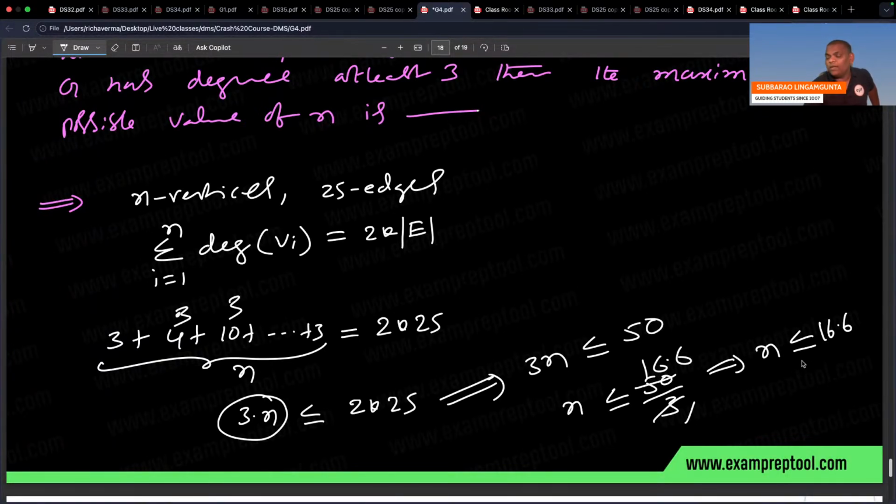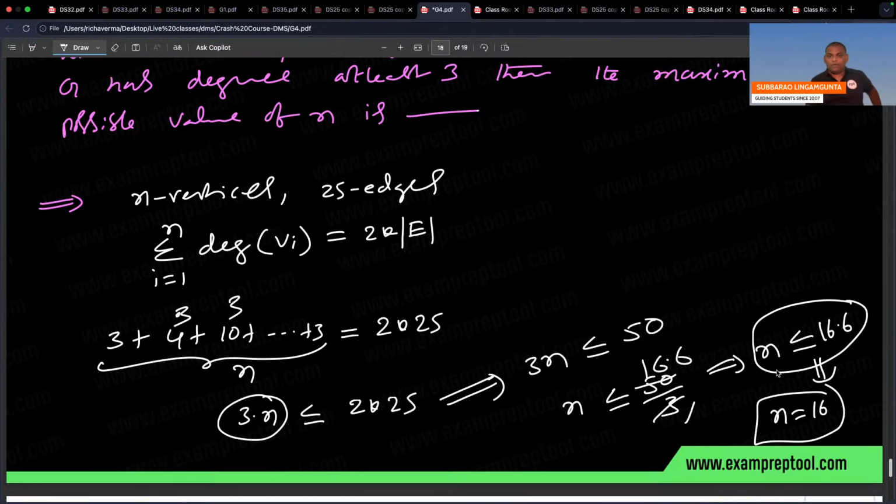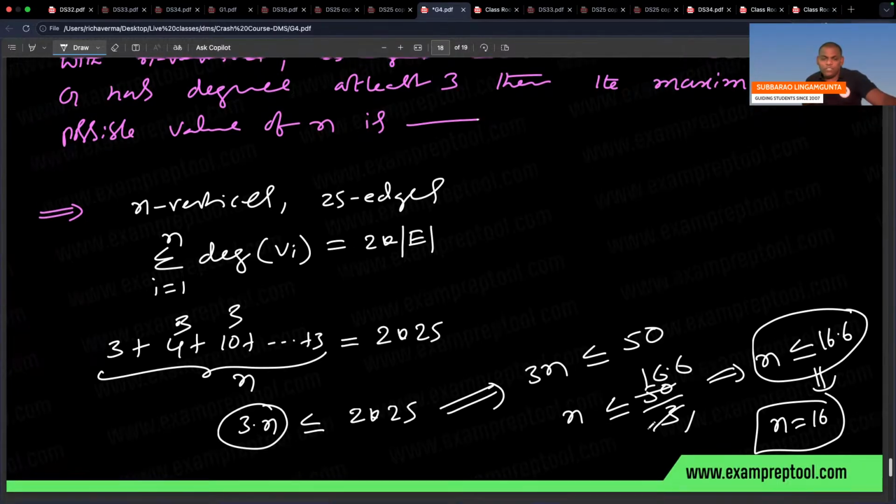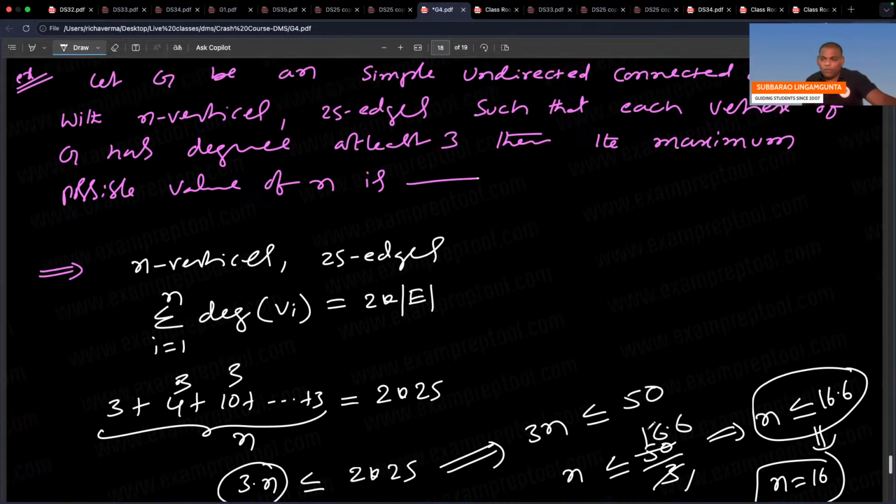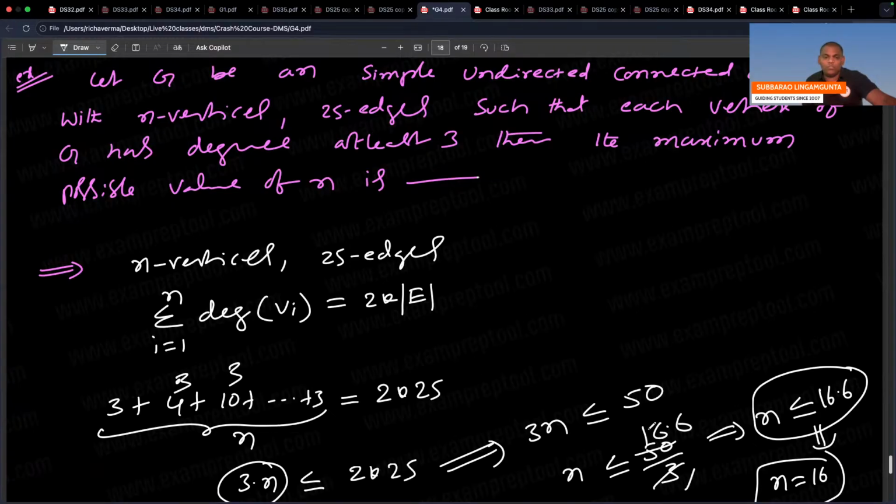But you know very well, number of vertices cannot be a fraction. Number of vertices cannot be a fraction, but I cannot take more than 16.6. So n will be 16. So it's a very good problem. A very small twist is there. Please take care. If you felt confused anywhere, let me know.